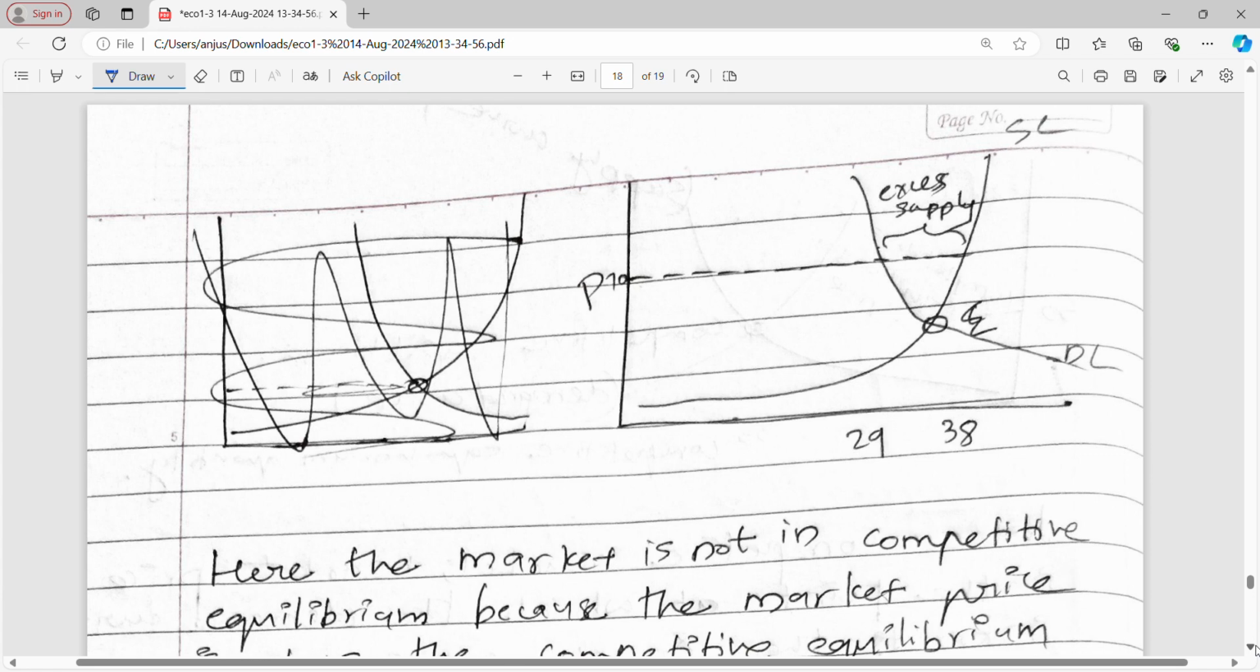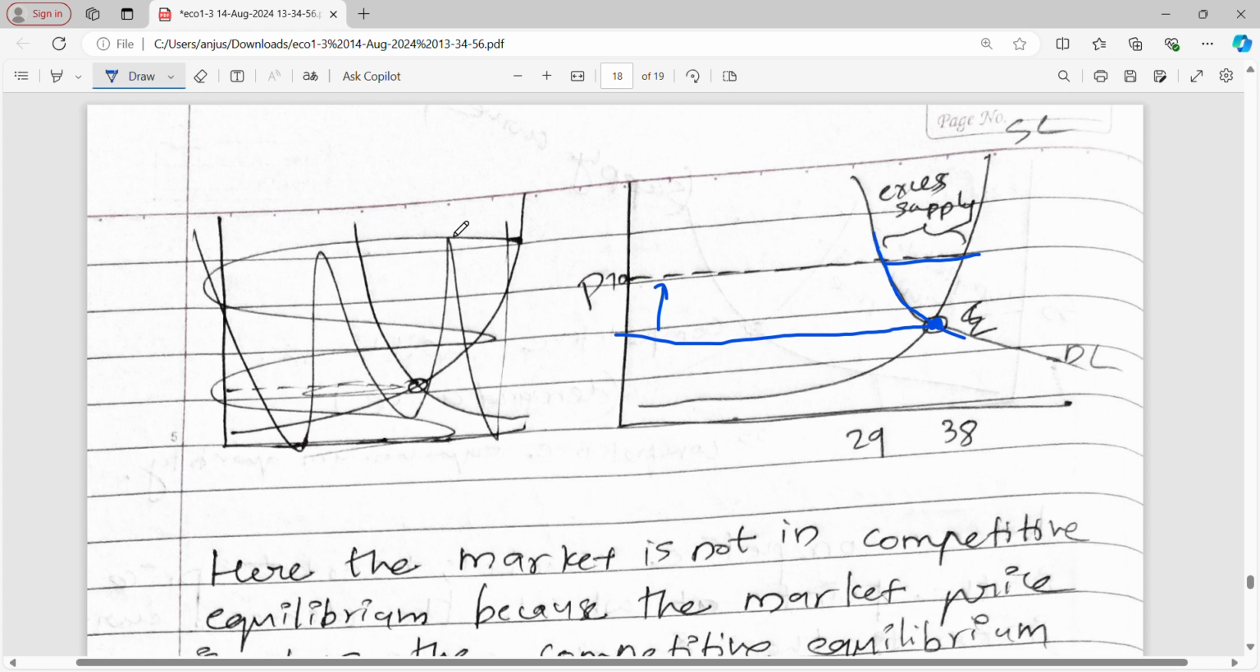So in excess supply, here the market is not in competitive equilibrium, because the market price is above the competitive equilibrium price. So this is the competitive equilibrium price. Here is where the supply curve and demand curve intersect, but the market price is above that at this part, $70 per barrel.